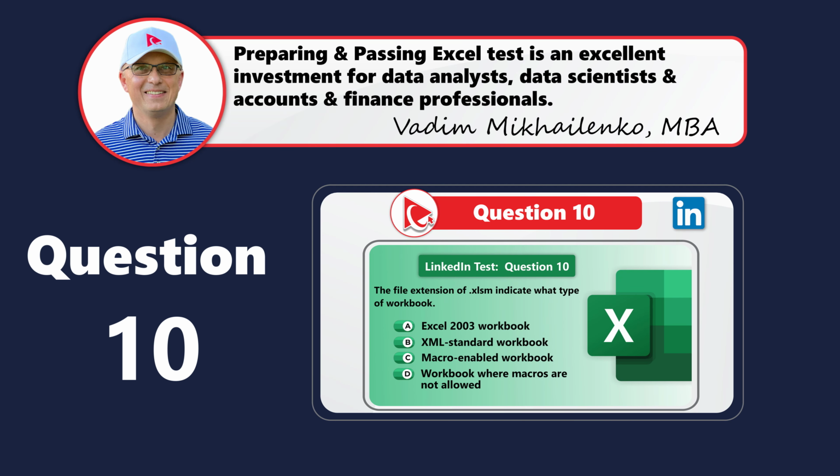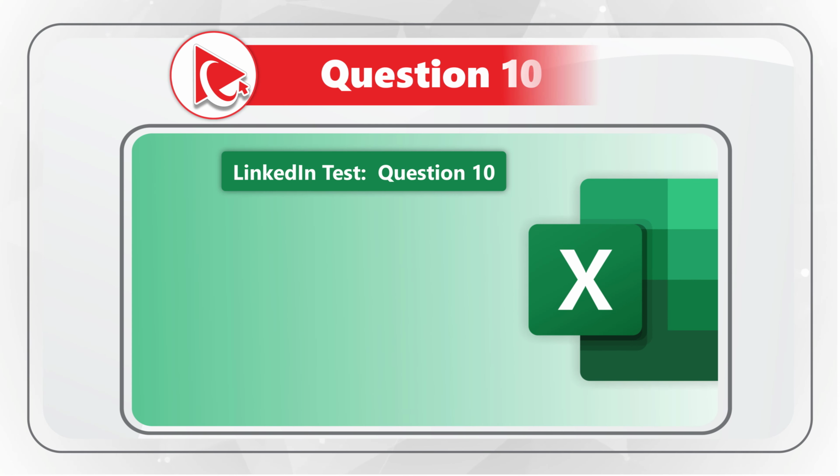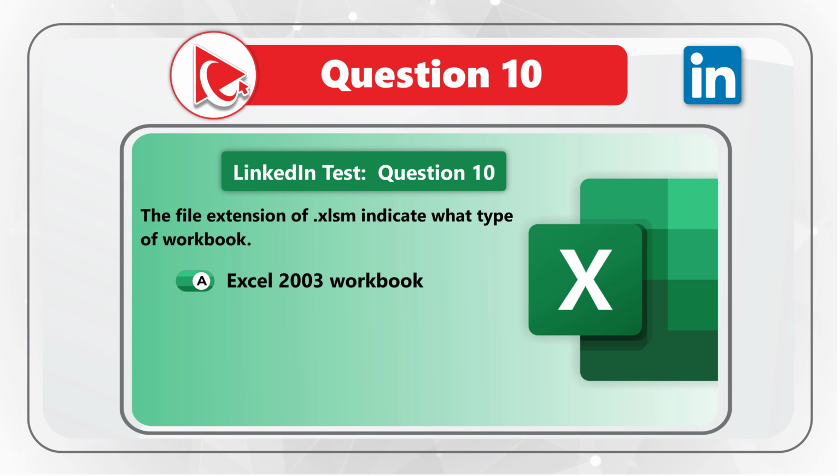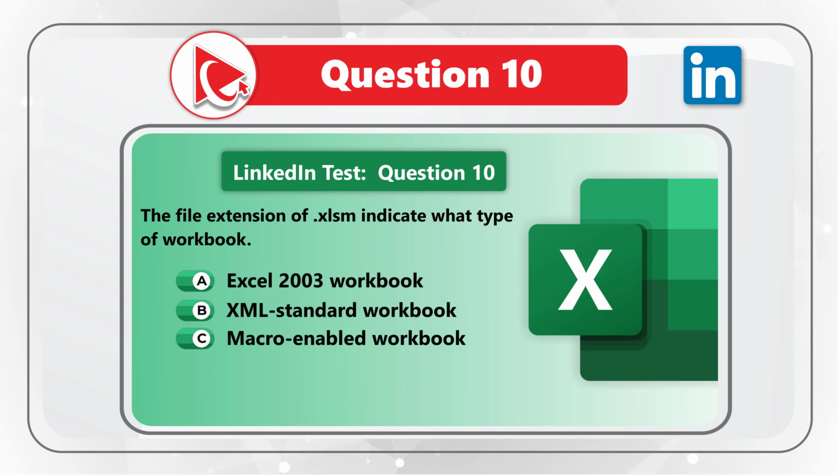Let's go to question 10. A file extension of .xlsm indicates what type of workbook. You have four different choices. Choice A, Excel 2003 workbook. Choice B, XML standard workbook. Choice C, macro-enabled workbook. And then choice D, workbook where macros are not allowed. Which one do you think is the right answer?